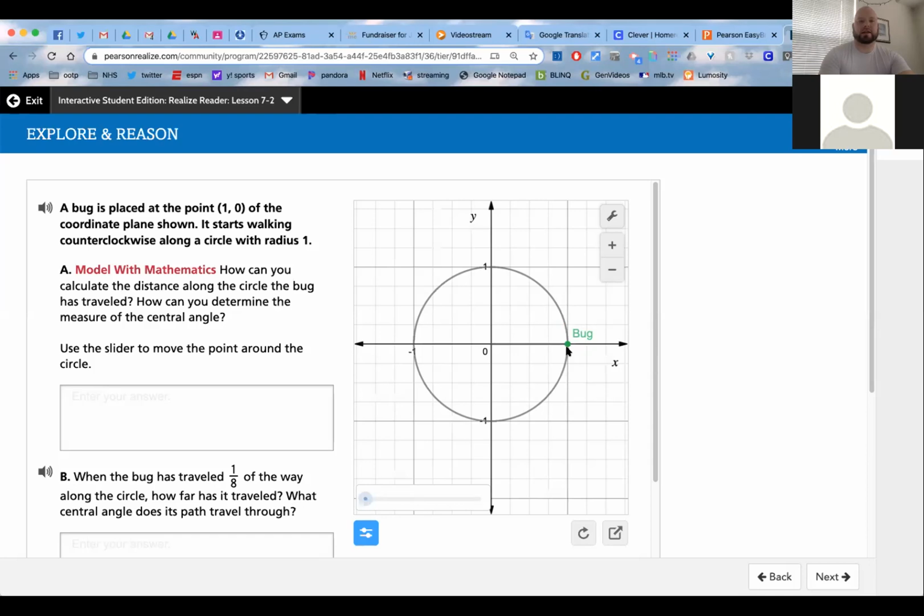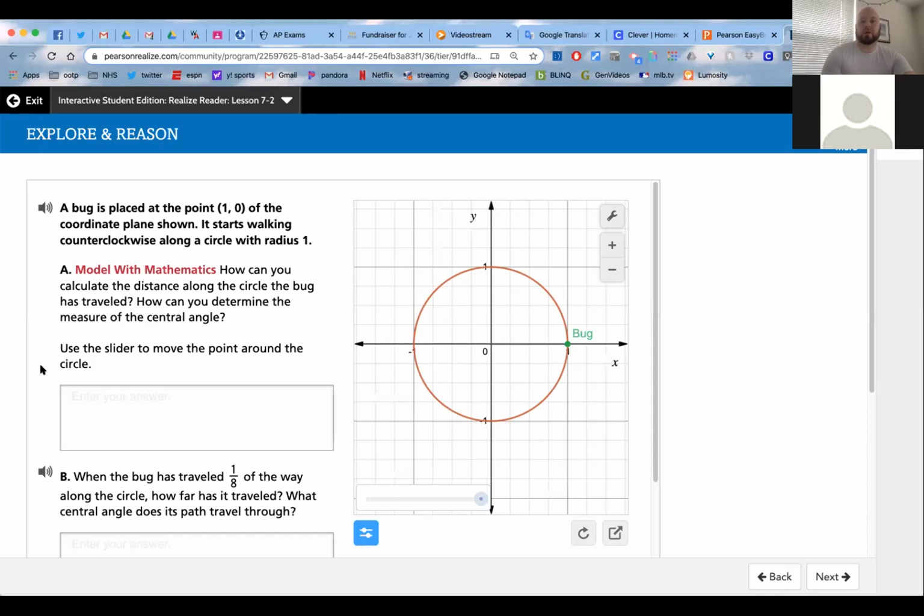It's on the x-axis. And this bug is going to walk counterclockwise. So counterclockwise would be walking up. If we drag this, you can see the bug walking, walking, walking. And eventually it walks all the way around the circle and gets back to where it started from. So that's the visual of what's going on in the problem. Part A says, how can you calculate the distance along the circle that the bug has traveled?